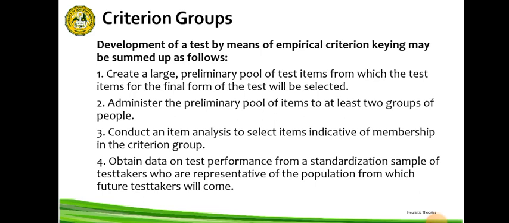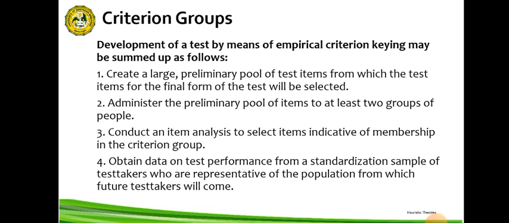First, we create a large preliminary pool of test items from which the test items for the final form of the test will be drawn. Second, we administer the preliminary pool of items to at least two groups of people. Group 1 may be a criterion group composed of people known to possess the trait being measured. The second is a randomly selected group of people who may or may not possess the trait being measured.